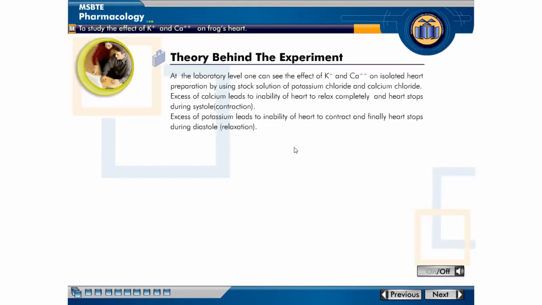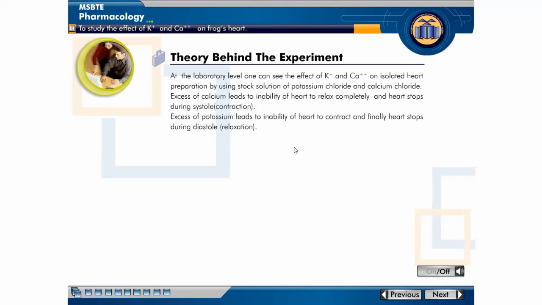Excessive calcium. Contraction. Contraction. Excessive calcium leads to inability of heart to relax completely. Therefore, heart stops during the systole. Systole is the contraction, the period of contraction that heart undergoes while it pumps the blood into circulation. Then excessive potassium leads to inability of heart to contract.